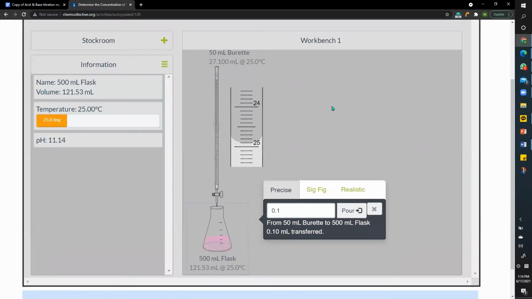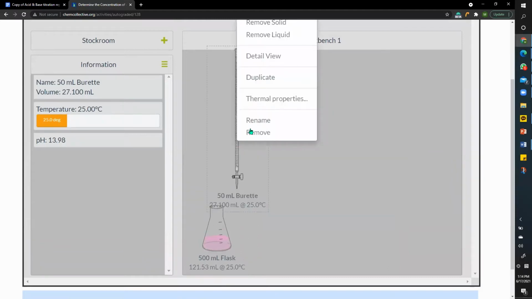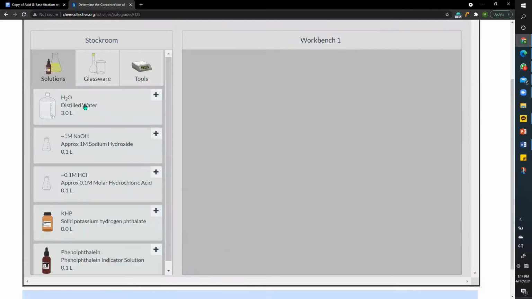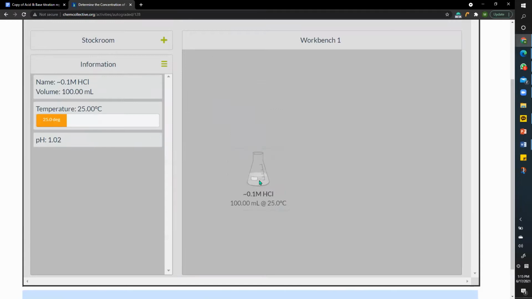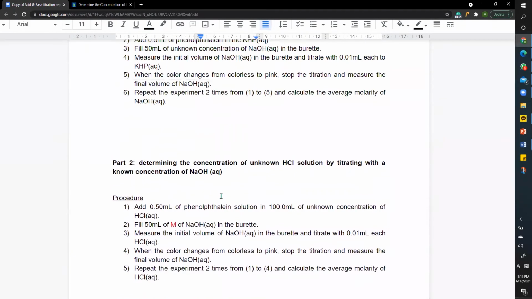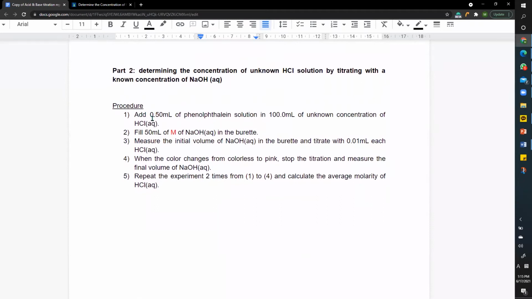Continuing from the first video, I will titrate the known concentration of sodium hydroxide to solve for the unknown concentration of hydrochloric acid. Let's start. Remove this one also. The stop room, we start from HCl again. It's already 100 milliliter. So what we should do is add 0.5 phenolphthalein solution and fill 50 milliliter. You can start with 45 if you want.